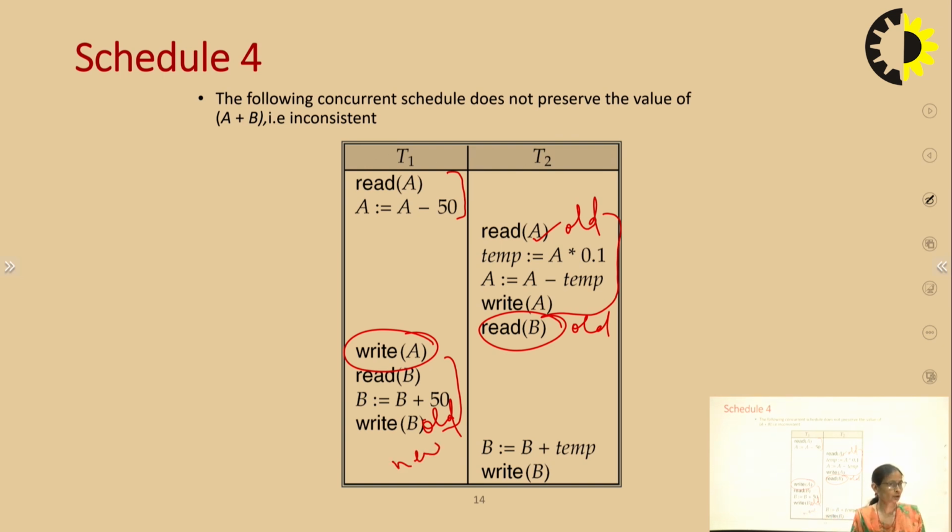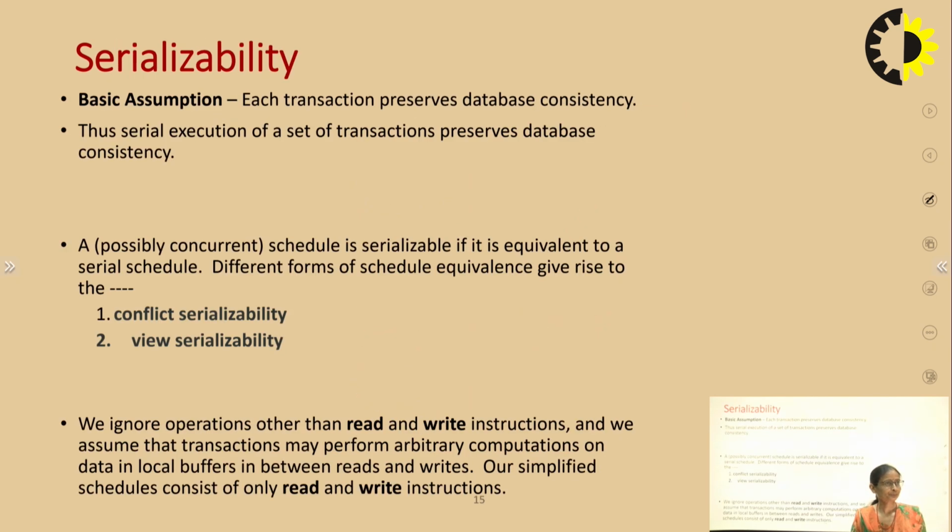It should be reading the new updated value which has been updated by the transaction T2. So this non-serial schedule will never maintain the consistency of the DBMS. This is an example of a non-serial schedule, but it is not equivalent to a serial schedule.